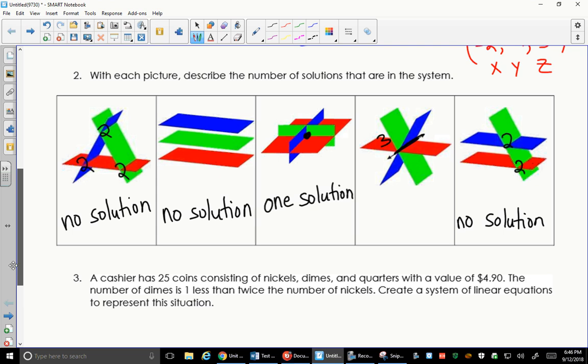On this one, all three planes intersect. All three planes intersect. So there is a solution. But where they intersect, it makes a line. And what we know about lines is they go on forever in both directions. So there's an infinite number of points where they overlap. So because of that, there are infinite solutions.